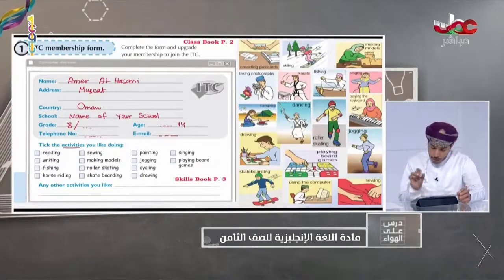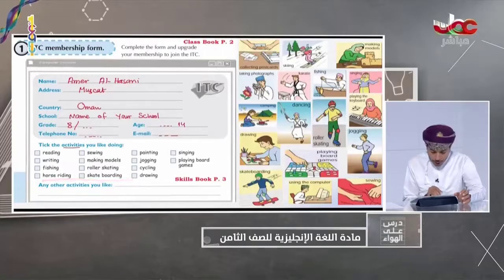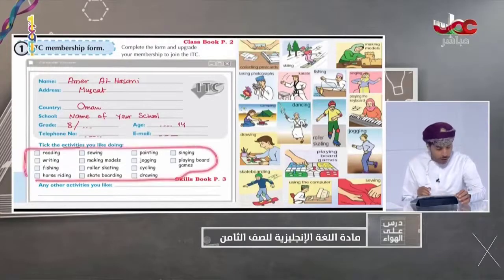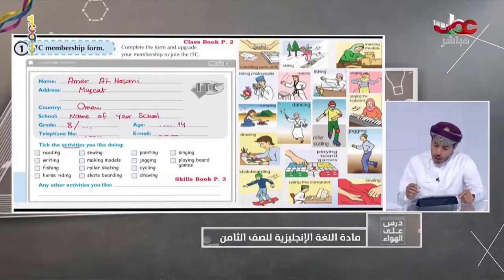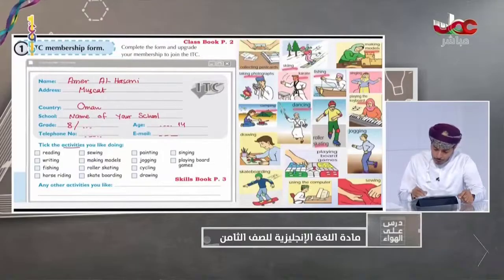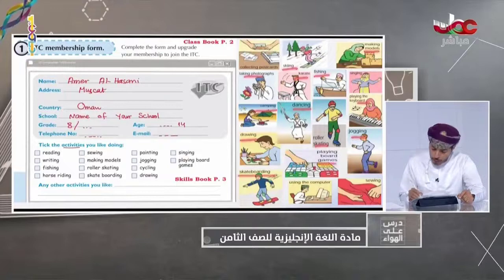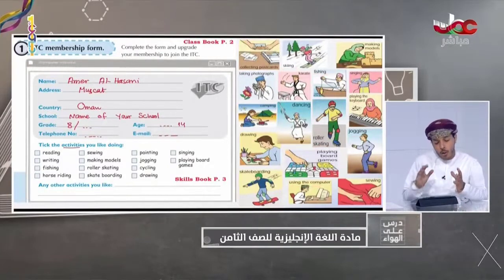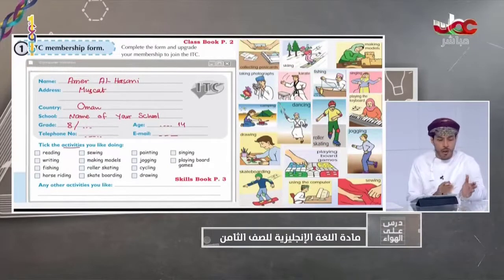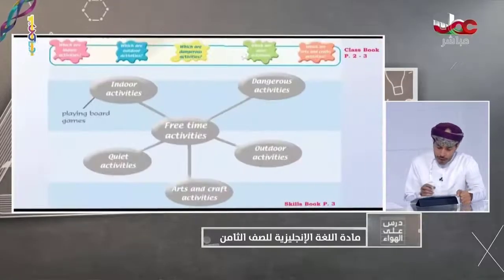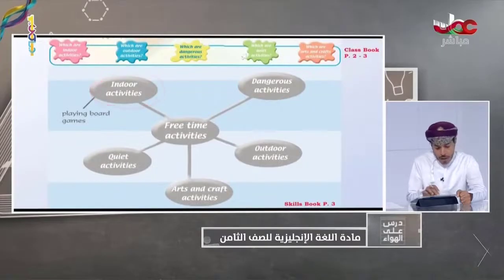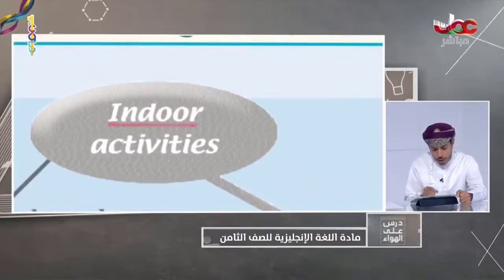So now I would like you to look at these activities, and if there is any activity that is not available, for example tennis, you can write it here. Okay, now I would like you to look at these different activities that we have in your class book page 2. Then I would like you to classify these activities into groups. Okay, what are these groups? These groups can be indoor activities. And look at the first one, indoor activities.